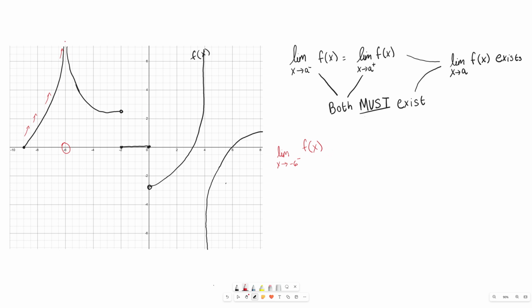Then, let's determine this. So as we go from the left side all the way to -6, we can see that the graph is going up and up. We can assume this is infinity because the graph extends out of the page. So, we can write equals infinity. I know infinity is not a quantity, but still in this notation, we can still put it as equals infinity.